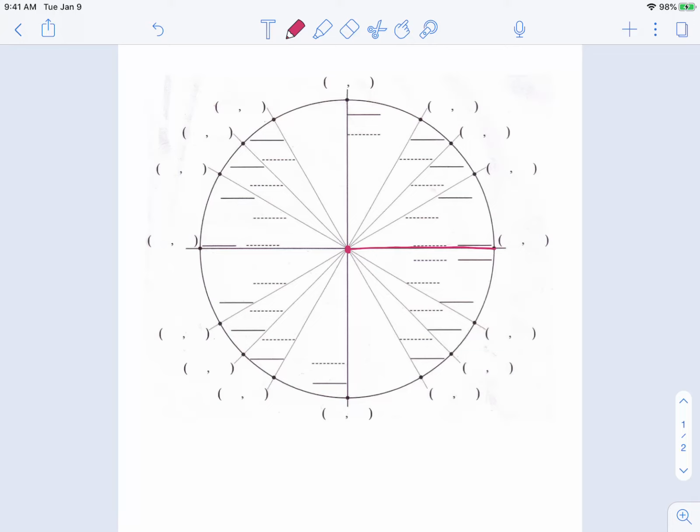Now, because of that, I don't have to think about anything. I know this coordinate has to be (1, 0). Then this coordinate up here has to be (0, 1), right? Because you're just going up 1 unit. This would have to be (-1, 0). And this coordinate would have to be (0, -1).